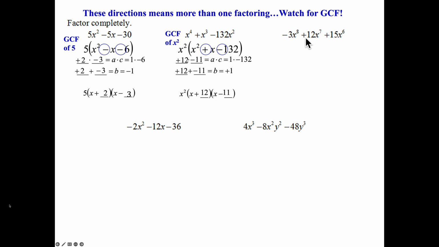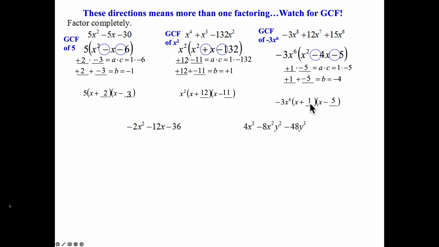Negative 3, okay, we're always going to want your first term to be positive, so we're going to factor out a negative 3, and an x to the 6th power, that's my smallest exponent on my x. Divide it out, we get x squared. 12 divided by negative 3 is minus 4x, with a minus 5 at the end. Minus 5 tells me I have one x plus something, an x minus something. The two numbers that multiply to be 5 and subtract to be 4, it's got to be 5 and 1. And the 5 is going to carry the minus sign. So 5 in this blank, 1 in that blank.